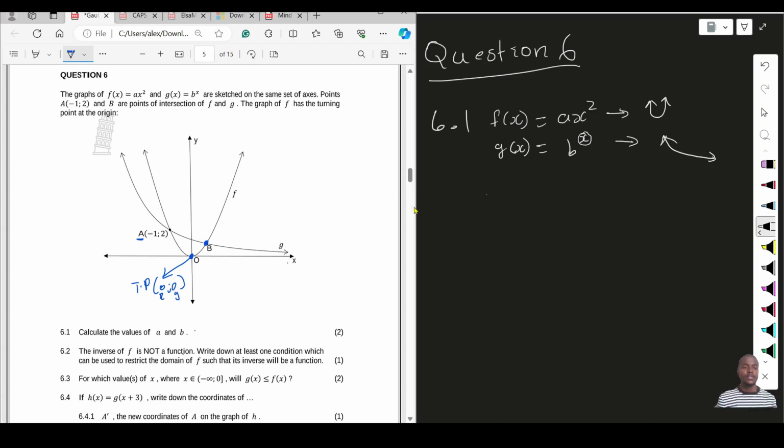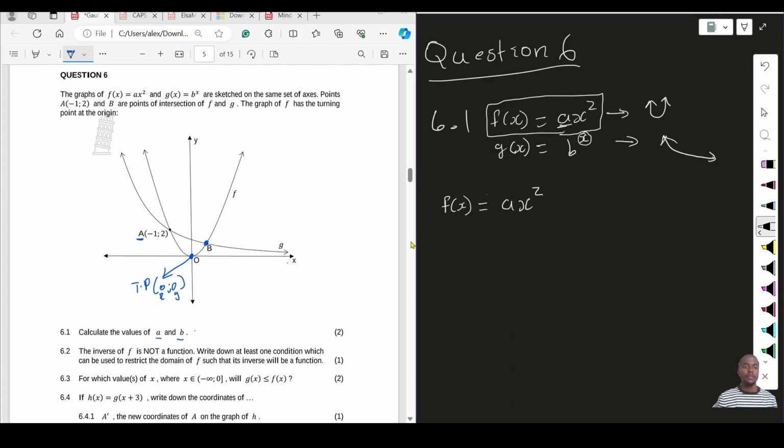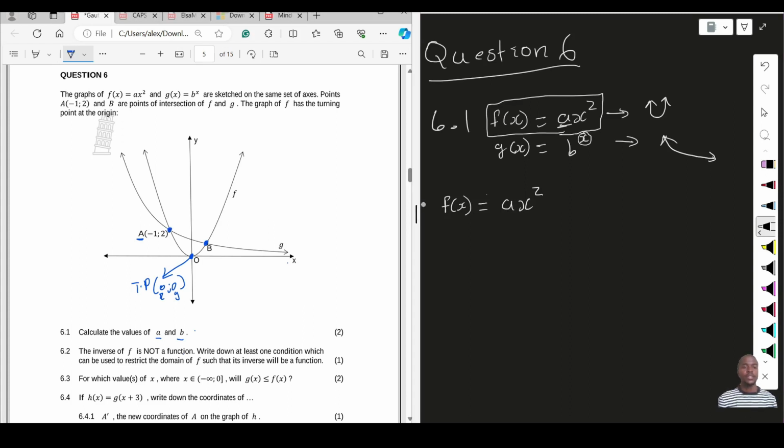Then 6.1 now, they say calculate the value of a and b. So for the value of a, it comes from this parabola. Here is a. We just say f of x is equal to ax squared. But in the parabola here, I'm given point A, which is -1, 2. This is x and y. So in the place of x, I put -1, and in the place of y, I put 2.